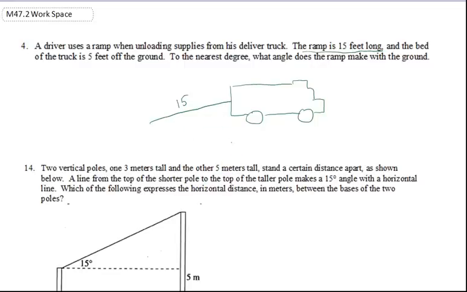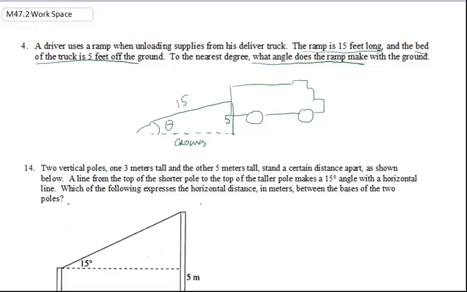So if they say the ramp is 15, we know that we have a 15 right here on the hypotenuse of the right triangle that we're about to draw. Now it also helps to have a line that represents the ground, because it does say to the nearest angle what angle does the ramp make with the ground. So here's the ramp, here's the ground, here's the angle that we must be looking for. The one piece of missing information I haven't gotten in the diagram yet is it says that the bed of the truck is 5 feet off the ground. So again, here's the ground, and here is the 5 feet.